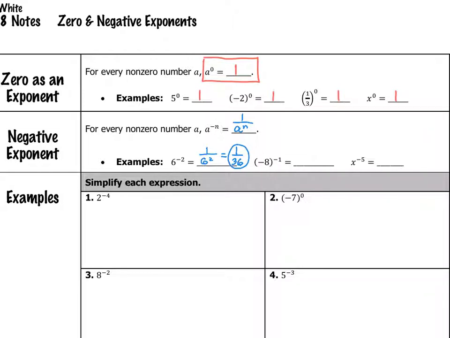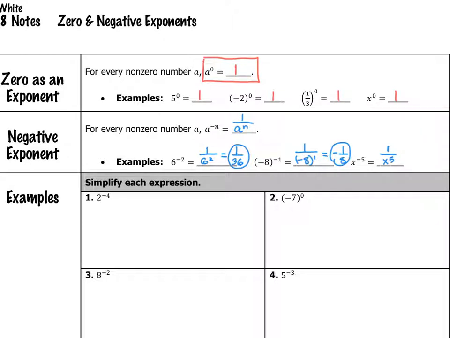Negative 8 to the negative 1 power, I would write as 1 over negative 8 to the positive 1 power, which would just be 1 over negative 8, or negative 1/8. X to the negative 5th power, I would rewrite as 1 over x to the 5th.